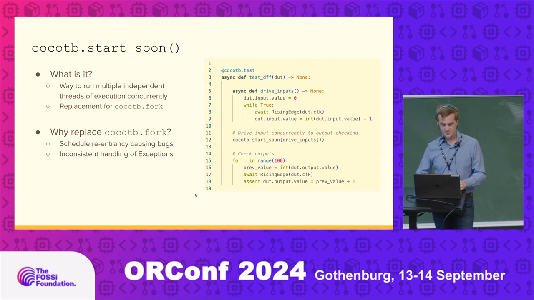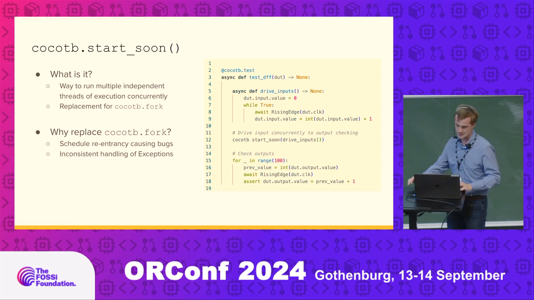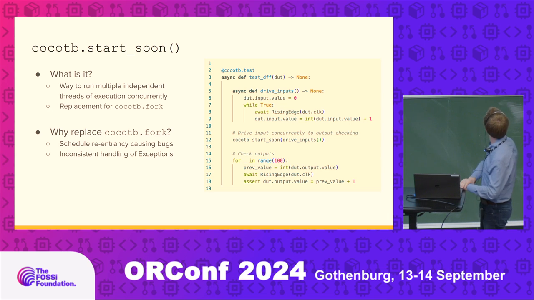All right, concurrency. So you all may have seen the deprecation warning a while ago. cocotb.fork was deprecated and it's finally been removed in 2.0. cocotb.start_soon is the replacement for cocotb.fork, and fork was removed because it was causing some bugs that were kind of hard to fix otherwise. So we can see an example of how that works on the right there.